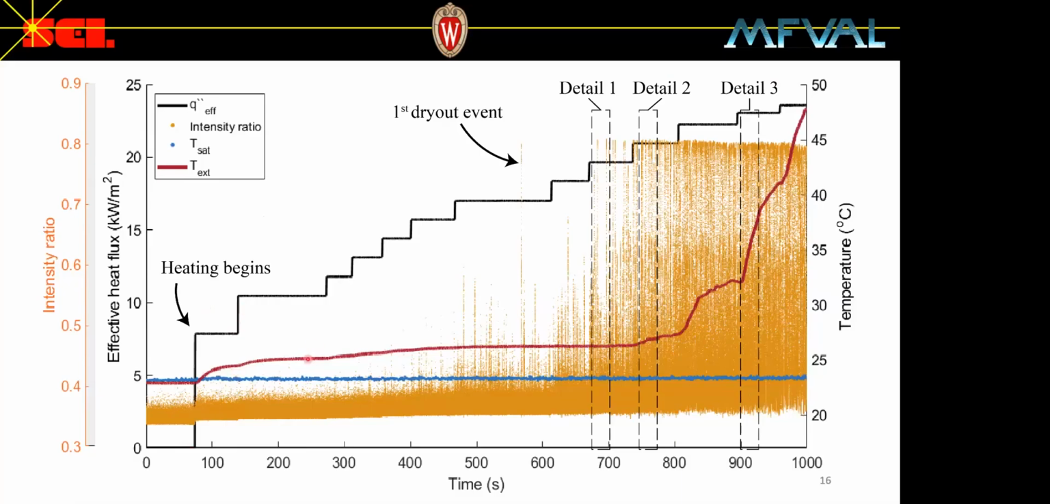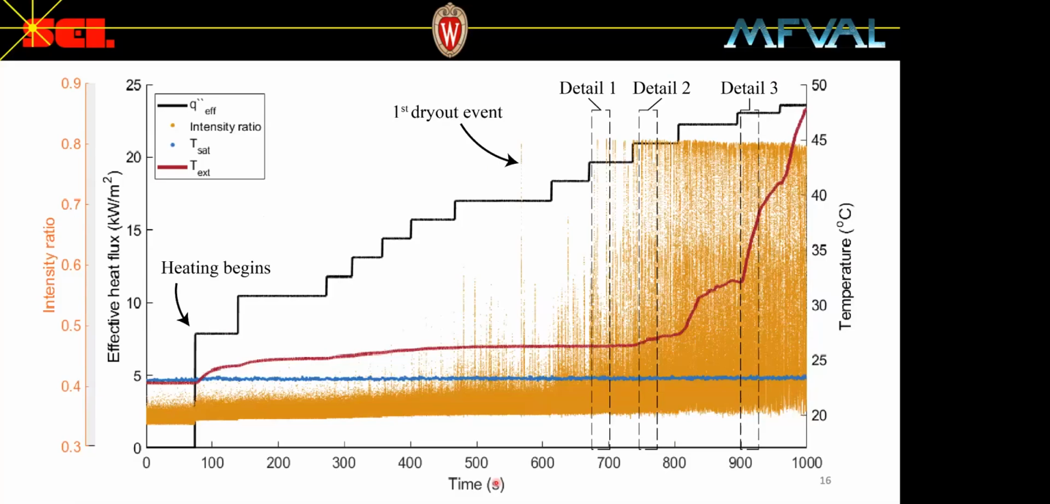This process is repeated until the heating power reaches a level at which dryout is actually observed. So at approximately 550 seconds here, the first indication of a dryout event occurs within our test section. As heating power is increased further, more dryout events are detected between 650 and 675 seconds. The presence of the dryout events can be seen more clearly in close-ups of the time trace.